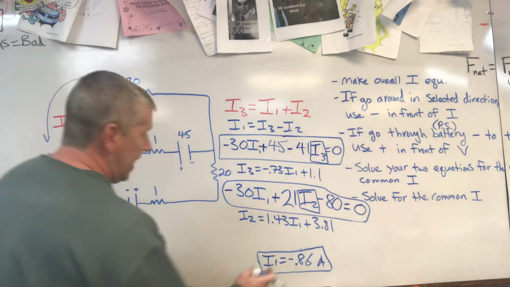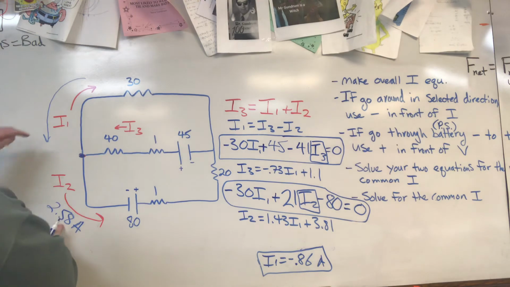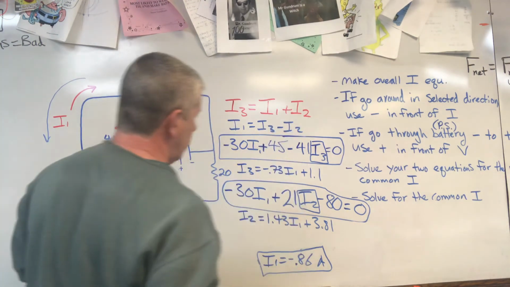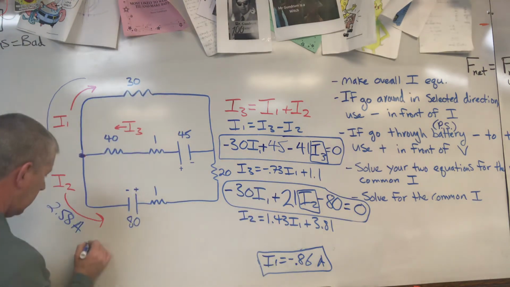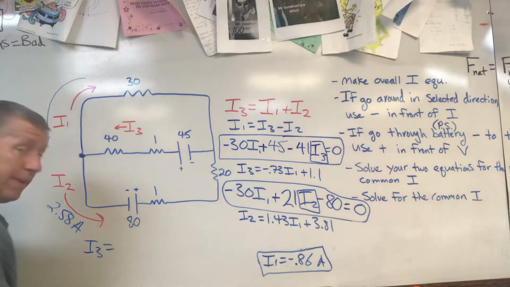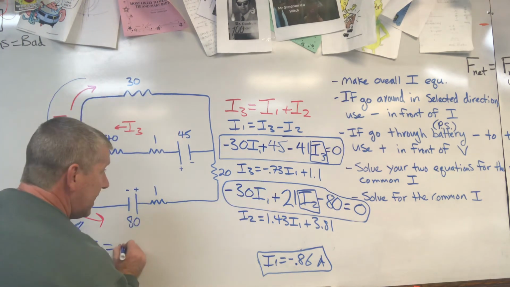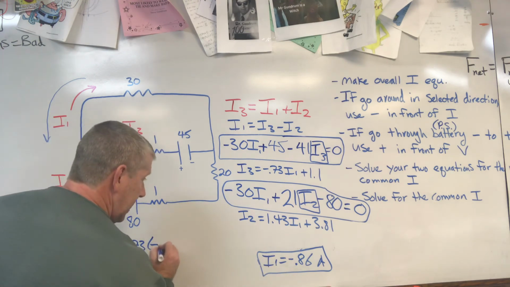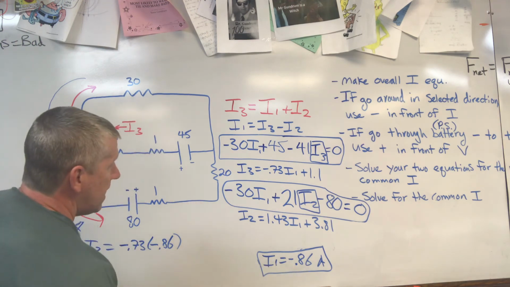Take that and plug it in here, or we can just take this value here and this value here that we got from the first one and put them right in here. But I'll take this and put it in here. You can do it either way. There are so many choices in solving these problems. So negative 0.73 times negative 0.86. Don't forget to put the negative in there. And then plus 1.1.